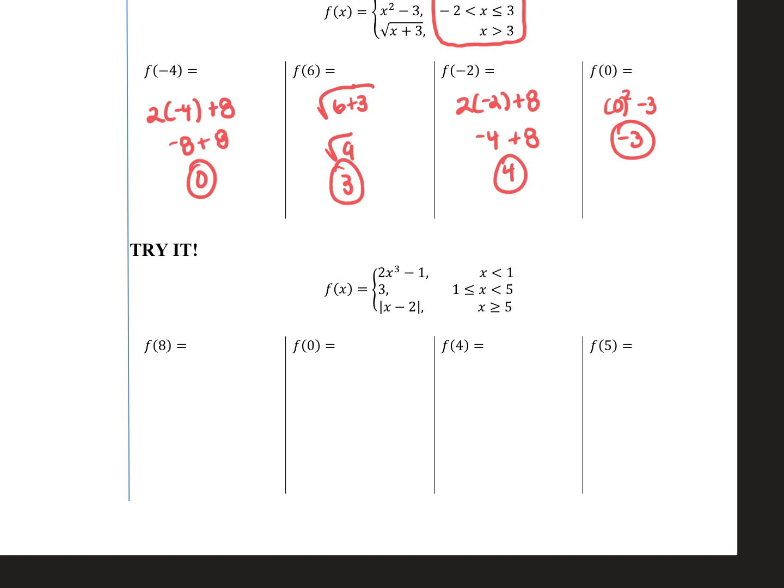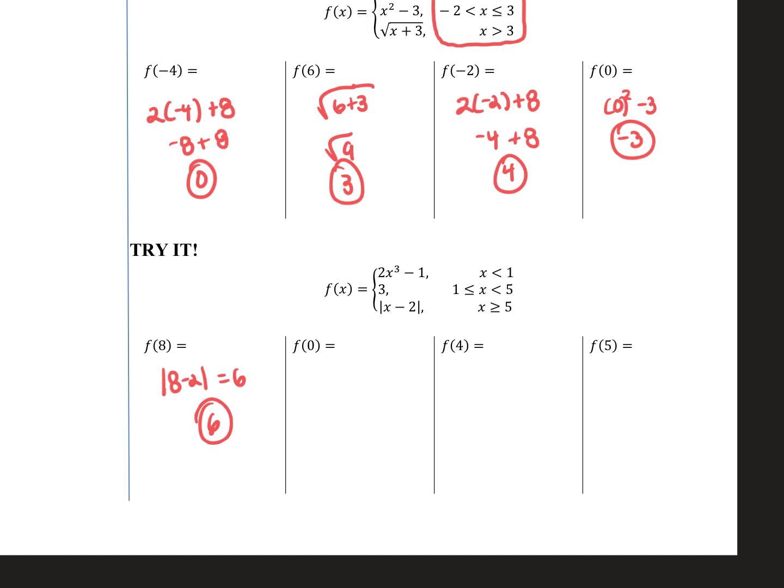All right, moving on to this example now. We have a new piecewise function that contains three individual functions, a cubic, a linear, and an absolute value. We're asked to evaluate f of 8. Based off my domain restrictions, we can plug 8 into our third function, which is the absolute value. So absolute value of 8 minus 2 is 6. Absolute value of 6 is 6. Again, remember, absolute value represents the distance away from 0, so absolute value always comes out to be a positive output.